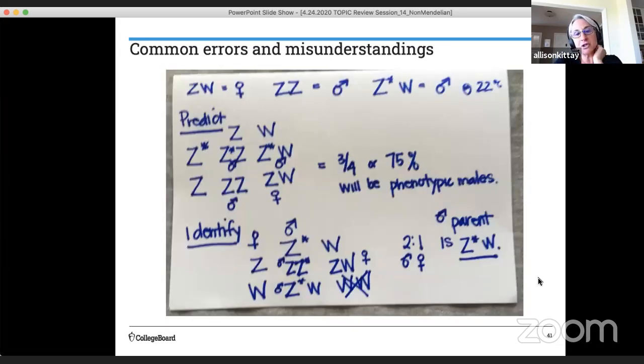So if you look at this cross, in the first part for your prediction, you've got your ZW female and your Z star Z male. 1, 2, 3 males, or 3 of those offspring are male, so 3 out of 4 is 75%. The only way to get a female is ZW. To make that prediction, here's the Punnett square. Remember, we get a 2-to-1 ratio, so one of the offspring actually died, and that is that WW genotype. So the parent is Z star W.